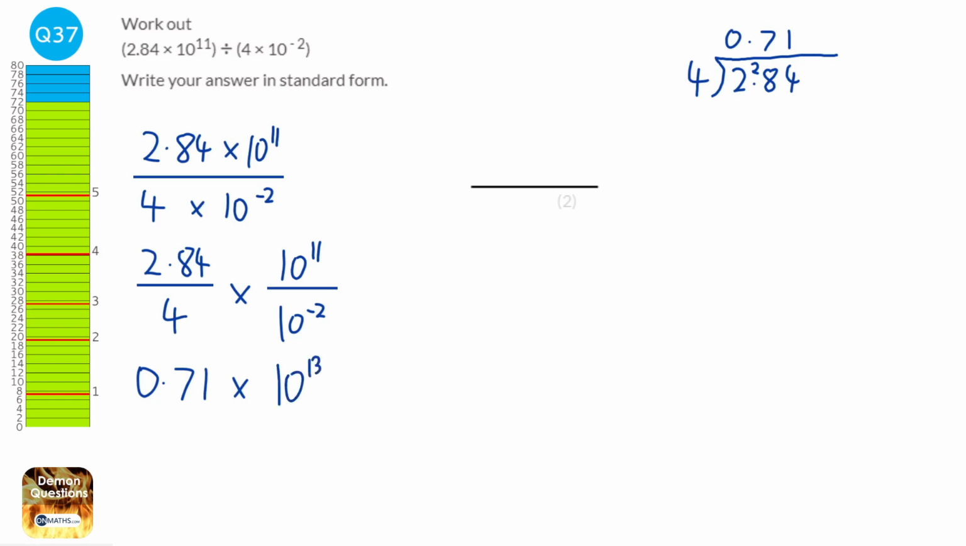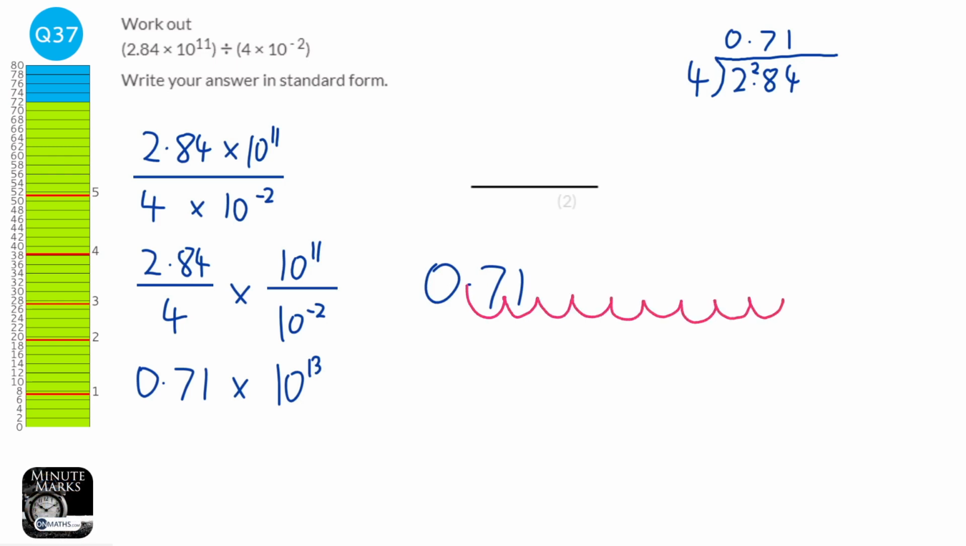Now we've got a bit of a problem here because standard form must have a number between 1 and 10, and not including 10, at this position here, and this is obviously less than 1, so we need to convert this into standard form. So what we can do is just write the number out again. So I'm going to write this as an actual number, so it's 10 to the power of 13, so it would be 1, 2, 3, 4, 5, 6, 7, 8, 9, 10, 11, 12, 13. Fill in the zeros.